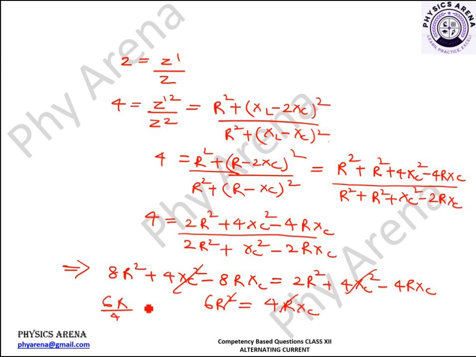6R divided by 4 is equal to XC. So further we can solve it as 3 upon 2 R is equal to XC, or we can write R is equal to 2 by 3 times XC. So this is the relationship between the resistance R and capacitive reactance XC.